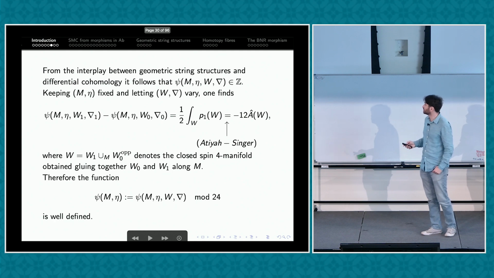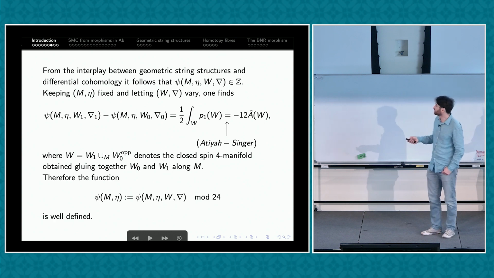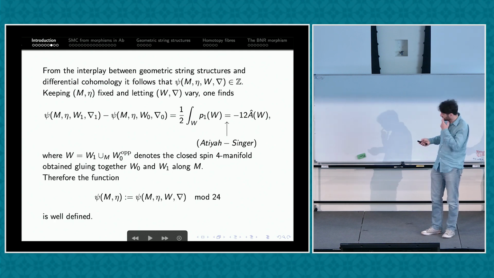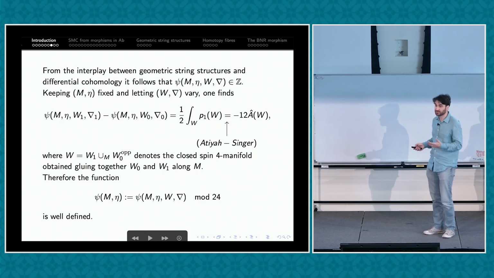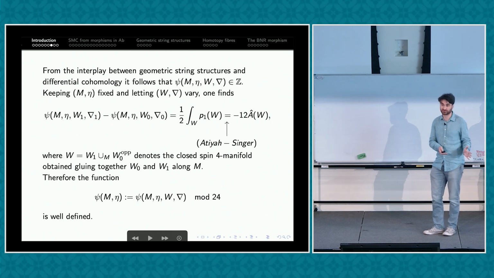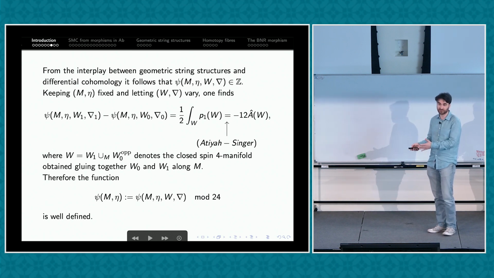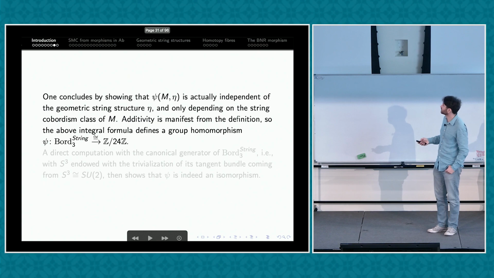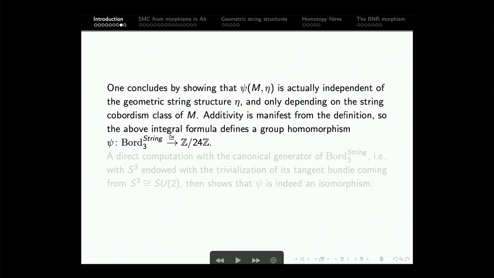Okay, so this is a well-defined element mod 24. It goes from string bordism in dimension 3 to Z mod 24. It is clearly additive over disjoint unions. And so this gives the fact that this map is a group homomorphism. And finally, I want to show that this is an isomorphism.